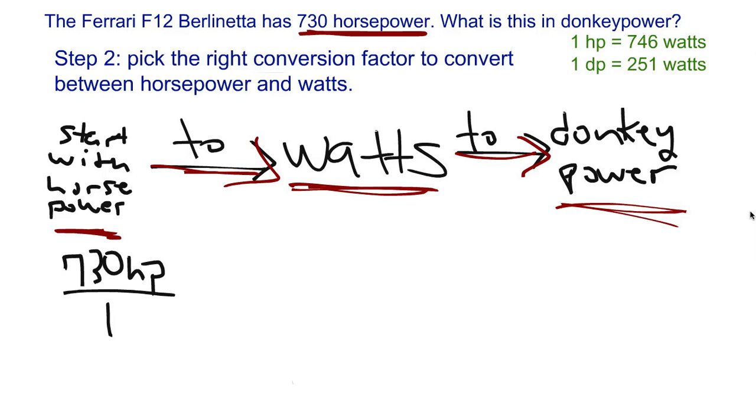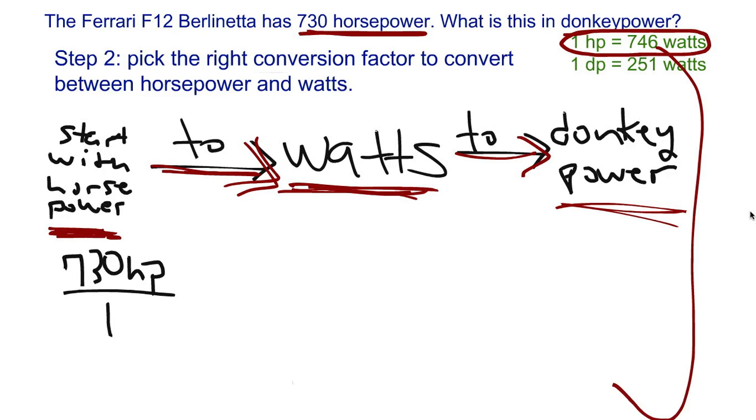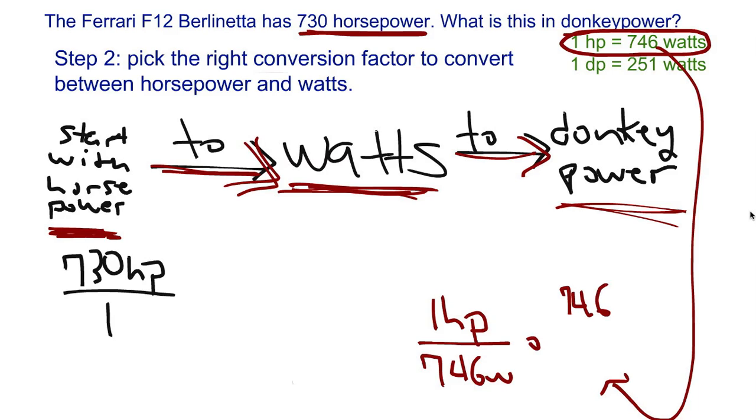Next, we must pick the right conversion factor to convert between horsepower and watts. So we're going to look at this right here, because this has both horsepower and watts set equal to each other. We're going to bring it down and around, and we're going to look at the conversion factors that are available to us. 1 horsepower divided by 746 watts, and 746 watts divided by 1 horsepower.